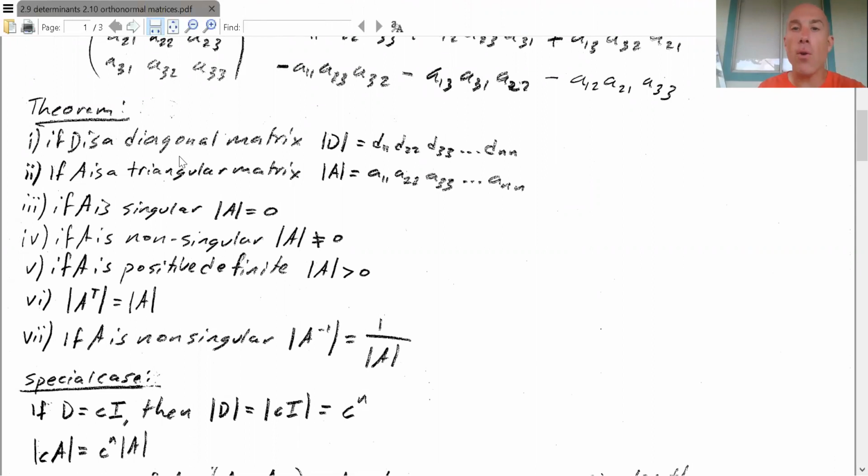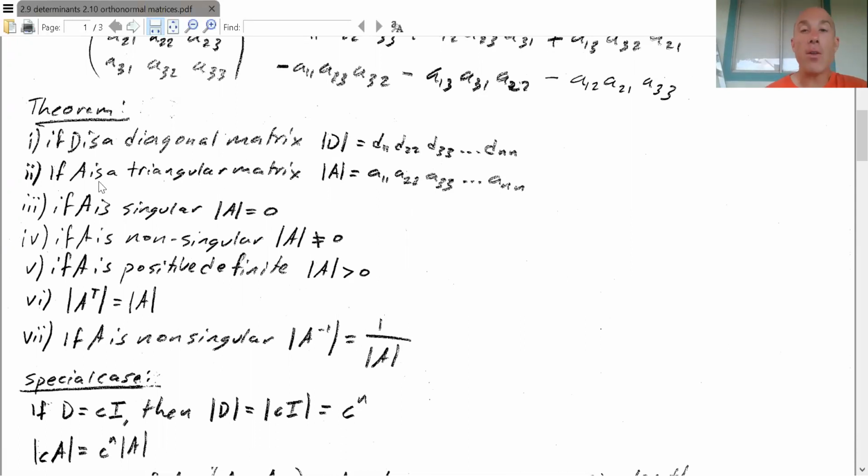Okay, so here are some theorems, some special cases so that I don't have to suffer through this so much. If I have a diagonal matrix, then the determinant is the product of the diagonal, and that's it. So it's the product. And that corresponds to the stationary permutation.